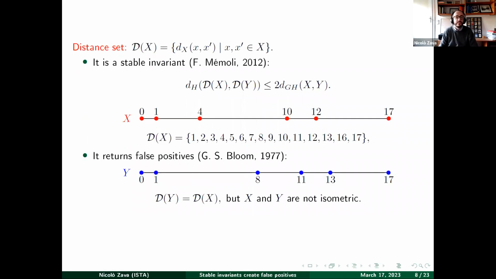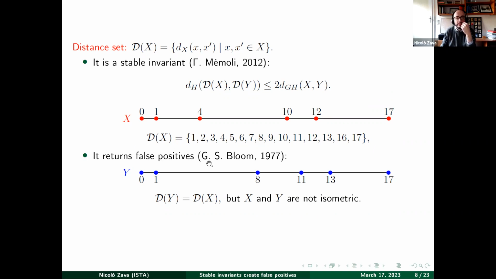our investigations? And what if we consider the entire distance set? So instead of taking the maximum distance within the metric space, let's take all of them. Well, this is again a stable invariant. Again, we have a function, a very particular function as a bound, like the multiplication by 2. So it is stable. However, again, we have false positives.